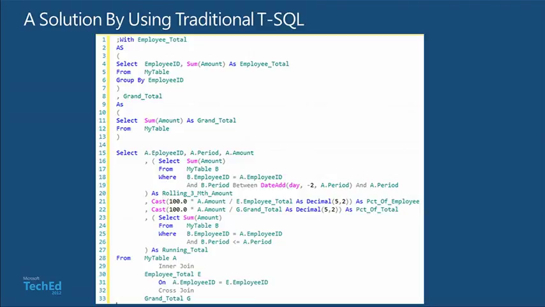And to calculate the rolling 3 months sales amount, which is pretty hard to do in the traditional T-SQL environment, as you can see, I actually used a subquery technique. Basically, we pass the employee ID and period from the outer query into the inner query to calculate the rolling 3 months sales total. And the same technique is used to calculate the running total as well.